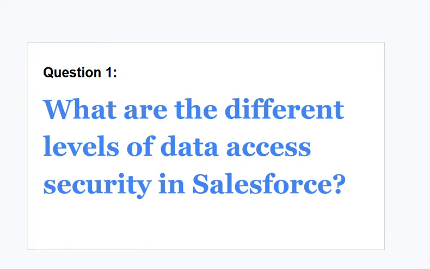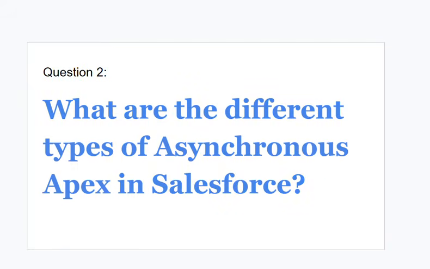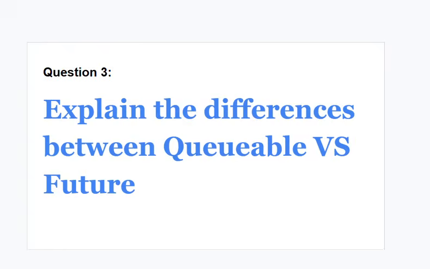After this question, they were asking about asynchronous Apex, and the question was, what are the different types of asynchronous Apex in Salesforce? Once the answer was given by the candidate, there was a follow-up question by the interviewer, which was, what is the difference between Queueable versus Future? So this was one of the questions.